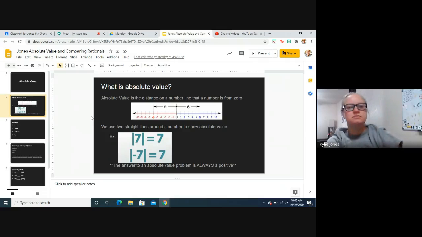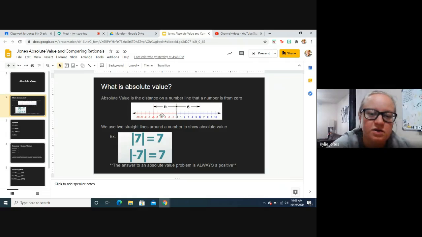So absolute value. If you have a number line, the absolute value is the distance that a number is on the number line from 0. So if you have the absolute value of -6 right here, it's 6 spaces from 0, so the absolute value is 6. If you have the absolute value of a +6, that is still 6 spaces from 0, so your absolute value is 6.